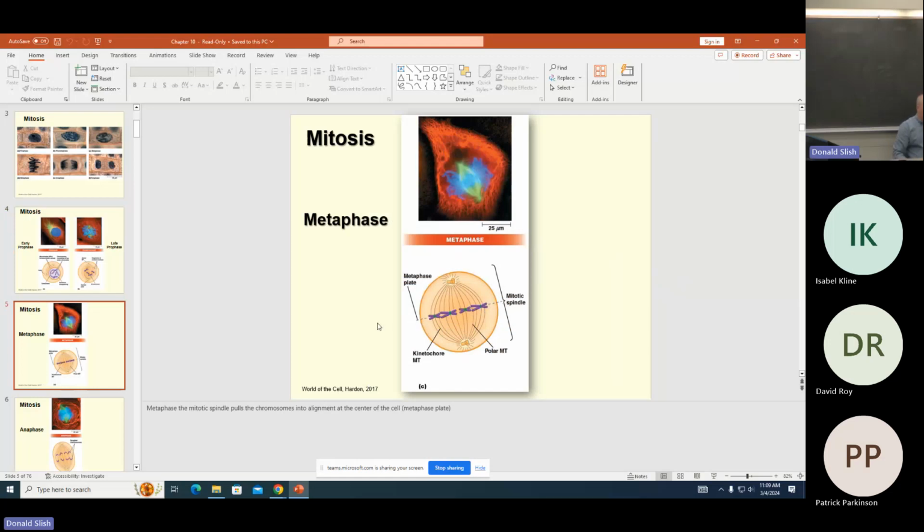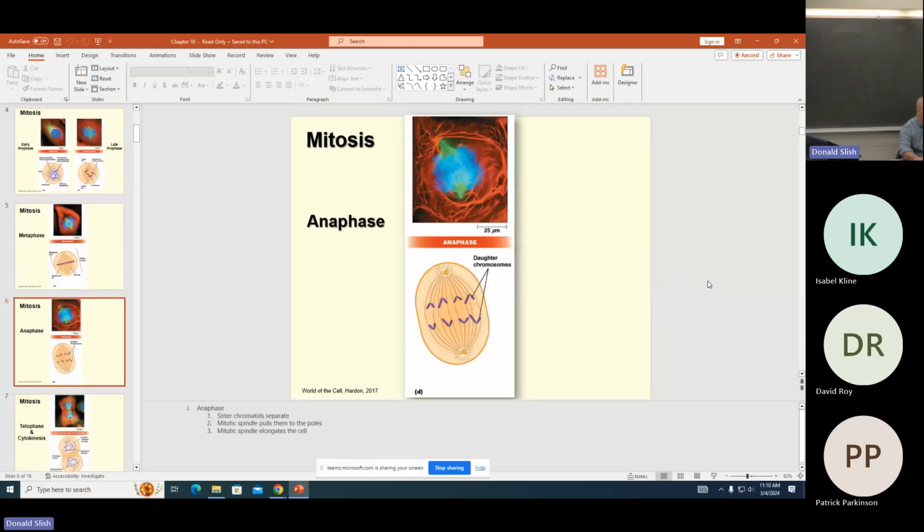Now it's going to pause to make sure that all the sister chromatids are attached to the mitotic spindle, because if they're not, two sister chromatids go in one direction and nothing in the other, and then both cells die. So it's really important that they're lined up properly here. And so it pauses there to check to make sure it's okay. And once it does, the sister chromatids separate and go to the opposite poles.